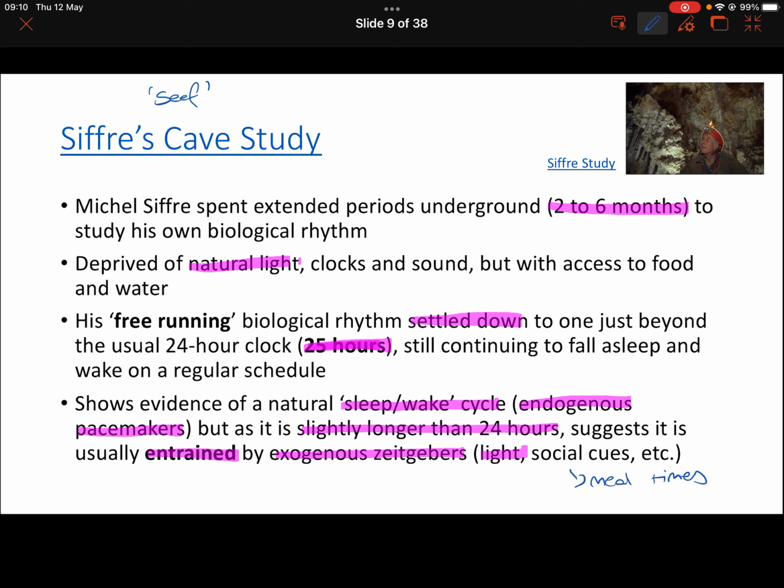So it shows really the importance of the interaction between our endogenous pacemakers, that SCN, and the exogenous zeitgebers, all of these external cues like light and meal times.